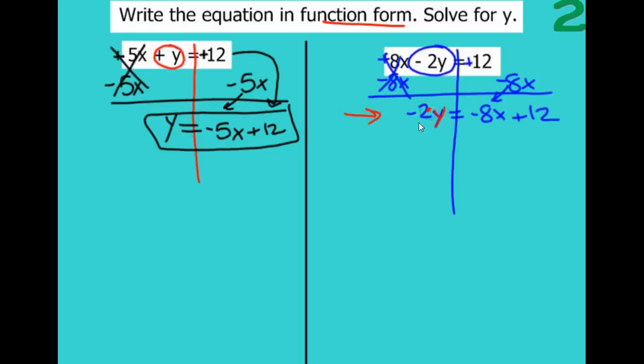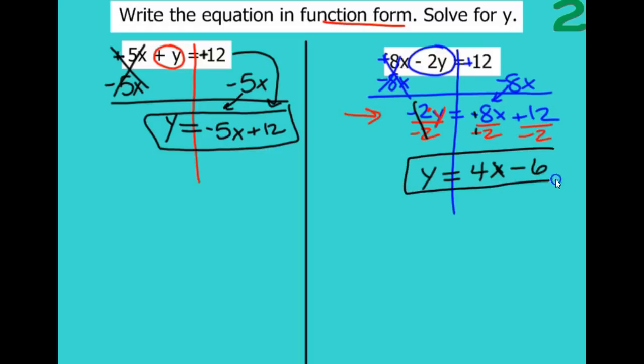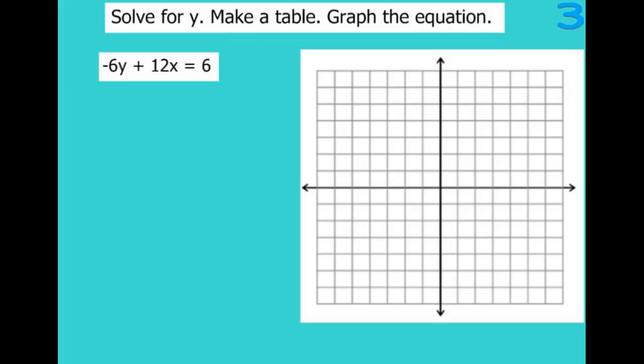This is multiplied, so we need to divide everything by -2. 2 over 2 is just 1y, or y. A negative divided by a negative makes a positive. 8 divided by 2 is 4, so 4x. And then 12 divided by negative 2, 12 divided by 2 is 6. So on our next problems, we're going to have to solve for y and then make a table to graph. So that's why we're reviewing solving for y first.